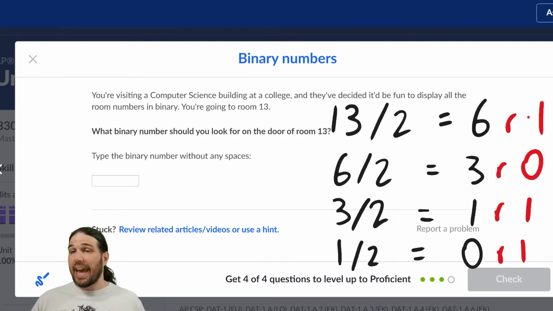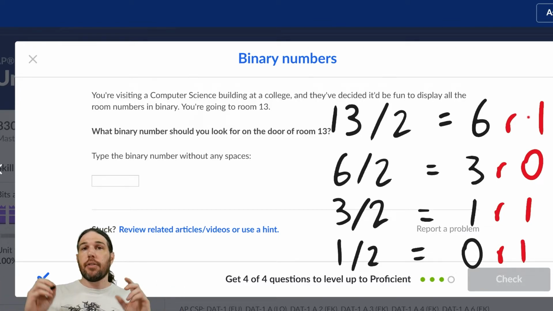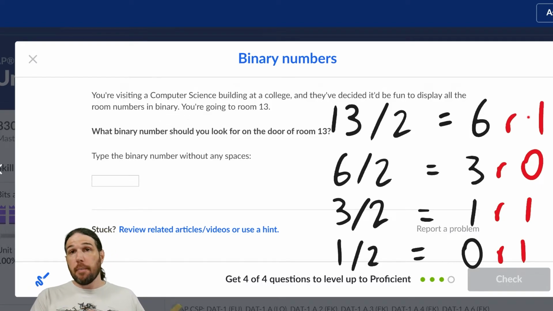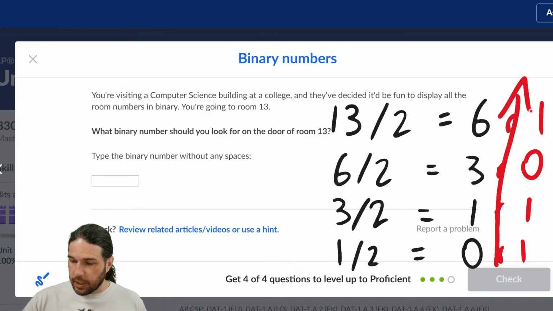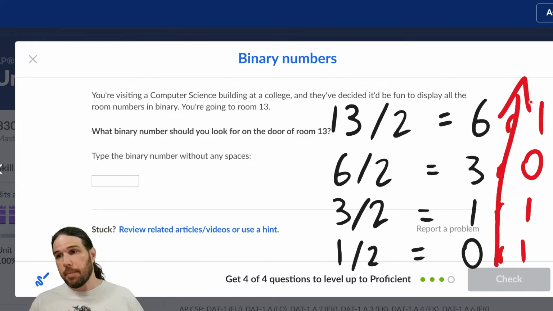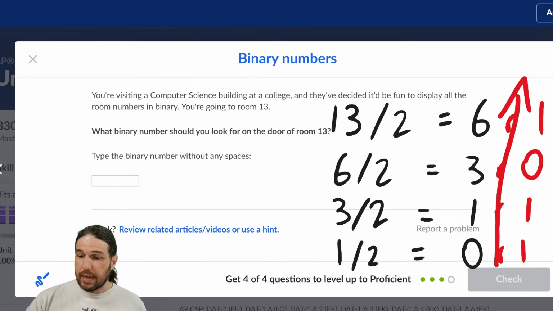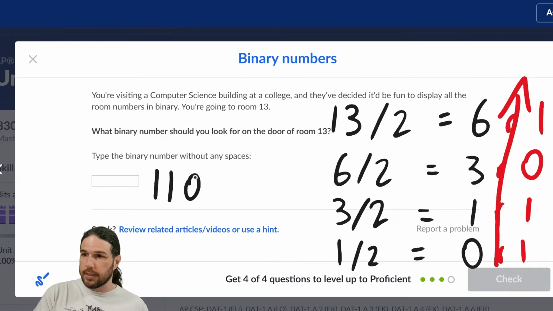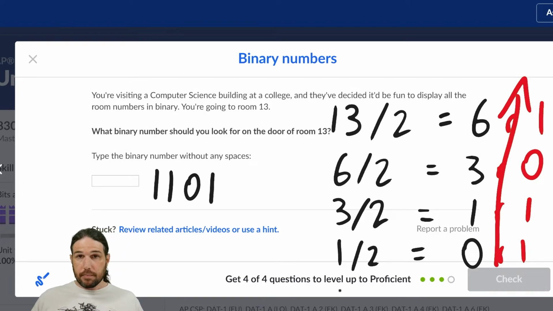And as a reminder, you read the binary number from the remainders bottom to top. So don't forget, if you write down this number top to bottom, you're going to get it wrong. Read it bottom to top. The correct answer is 1101. So that is the method that we learned at the end of the video.